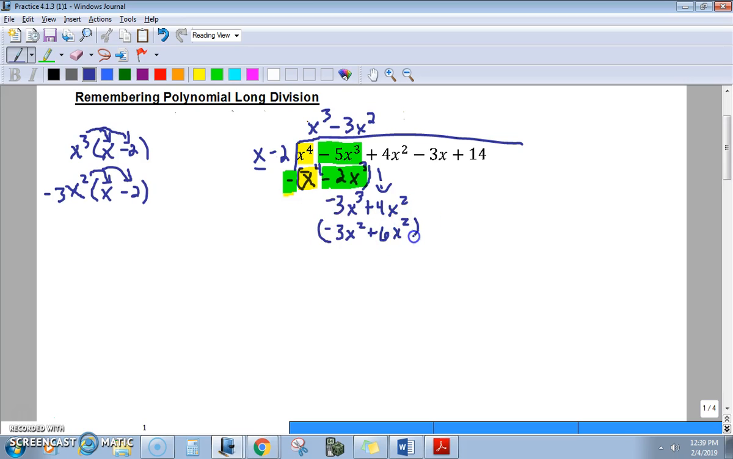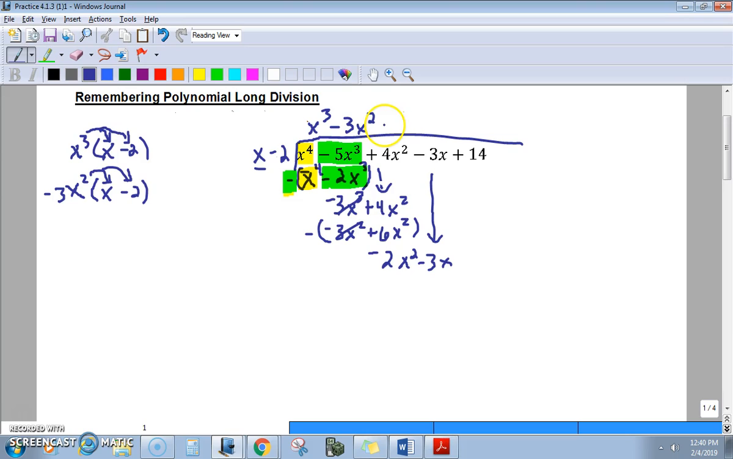And then I subtract. So when I'm subtracting the exact same thing, I have negative 3x cubed minus a negative, which is actually plus 3x cubed, but that cancels. Then I have 4x squared minus a positive 6x squared. That's just the same as saying 4 minus 6, and that gives me negative 2x squared. And then bring down the next term, negative 3x.